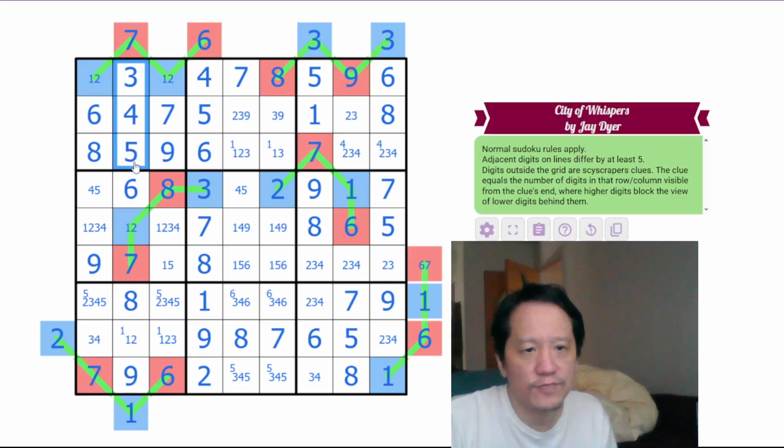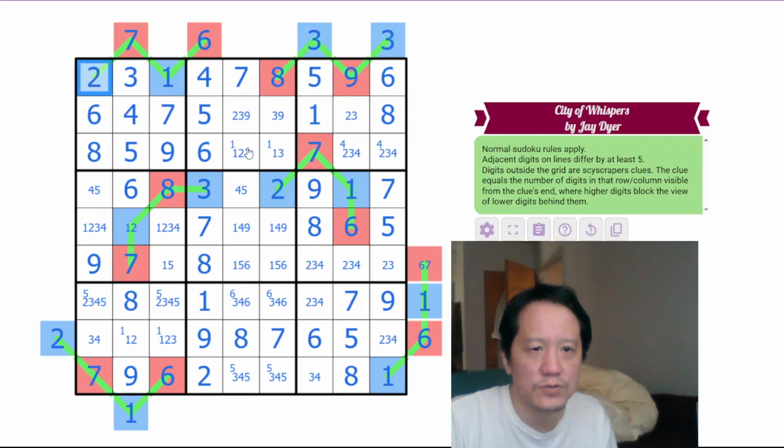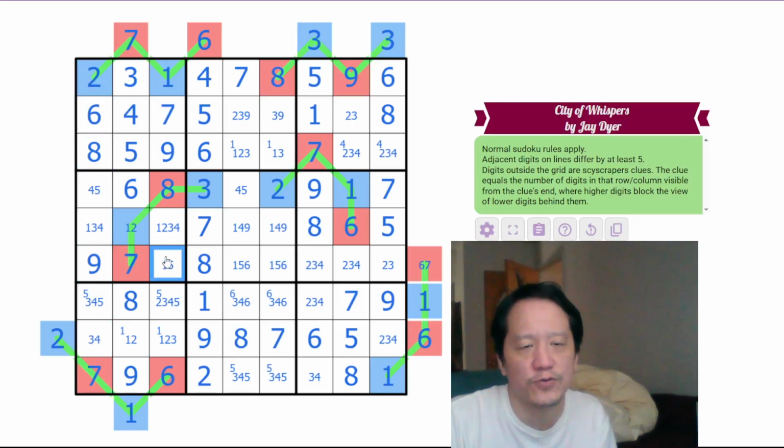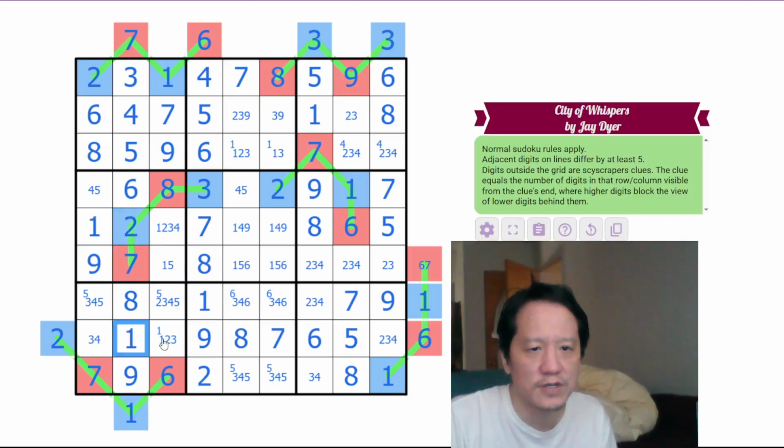So this sees 3, 4, 5, 6, 7, 8, 9. That's valid. 4, 5, 6, 7, 8, 9. Valid. 5, 7, 9. 6, 8, and 9. These are 5 or more away from 3. Oh, this has to be 1. So this is 1, which makes that 2. There's no more 2 here or 2 here. We have a 3, 4, 5 triplet in column 1, which eliminates 3, 4, 5 in the rest of the column. So this is 1, which makes this 2, which makes that 1.